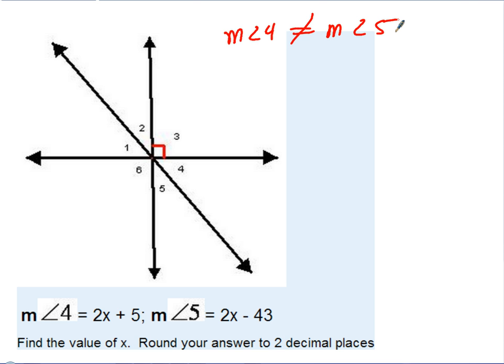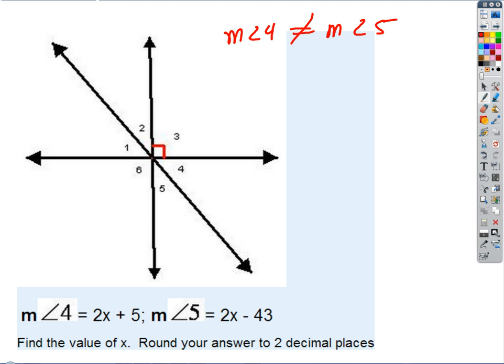No, you go ahead, I think you're on the right track. Sometimes, well, you add the other equation. What do I know about the measures of angles 4 and 5 here? They add to 90, right? Because this is a right angle. So that one I can take to the bank. I know that's true, right?